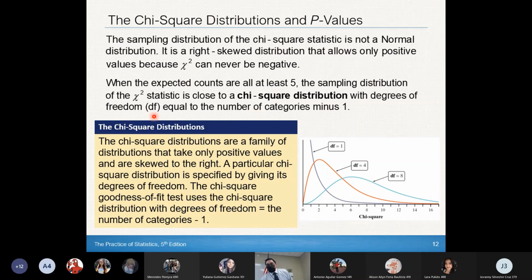Previously we calculated degrees of freedom for sample means and population means when doing inferences with those, and we were using degrees of freedom equal to the sample size minus 1. In this case, we are doing the number of categories minus 1. The sample size doesn't matter. It's the number of categories we're comparing that matters. The chi-square distributions are a family of distributions that take only positive values and are skewed to the right. A particular chi-square distribution is specified by giving its degrees of freedom. The chi-square goodness of fit test uses the chi-square distribution with degrees of freedom equaling the number of categories minus 1.